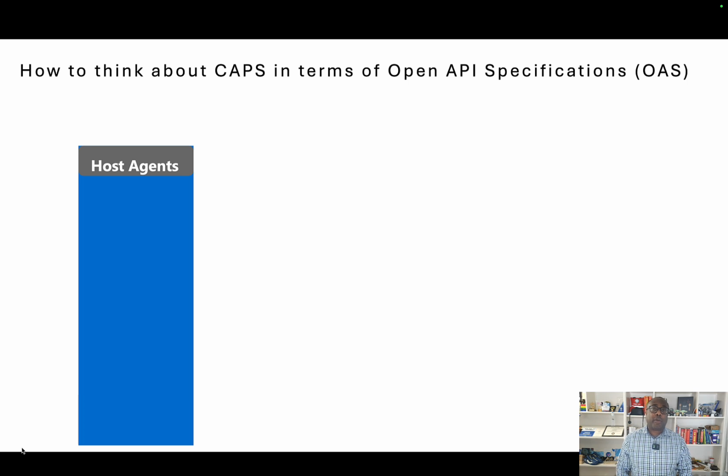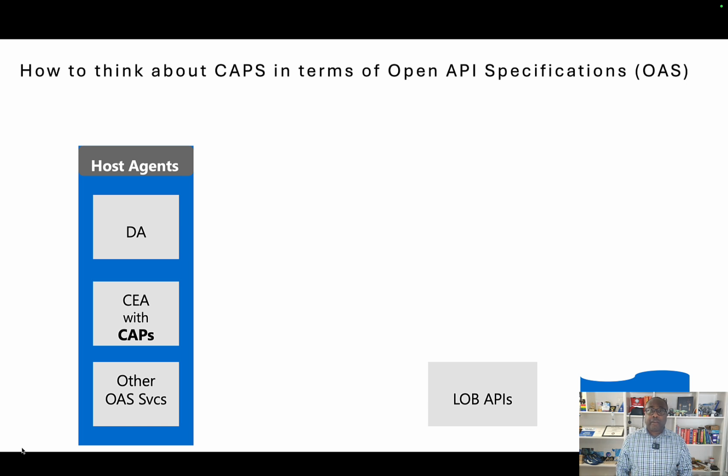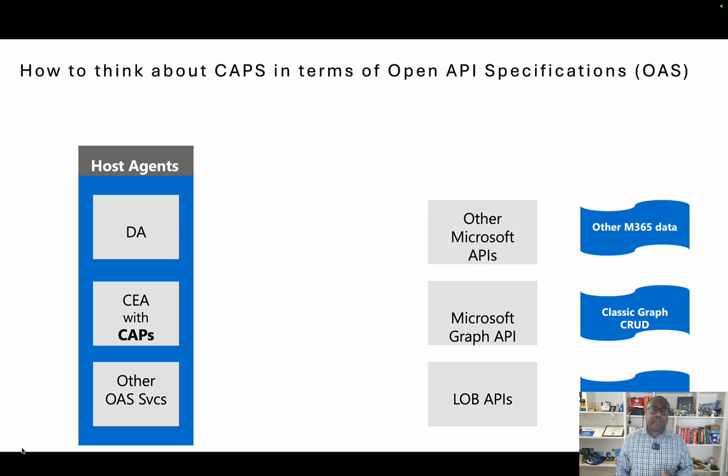So how does this work with our Microsoft hats on? It's best to look at it just as agents, not declarative agents versus custom engine agents, but where they complement each other and can be used interchangeably. Hosts can be like declarative agents that you see on the screen, custom engine agents, or any other OpenAPI services. In turn, they can communicate with various different backends, whether it's your line of business application, surfacing your own APIs internally, Microsoft Graph API, like we're going to be talking about here today, using the classic REST CRUD, or other Microsoft APIs, serving up other Microsoft 365 data.